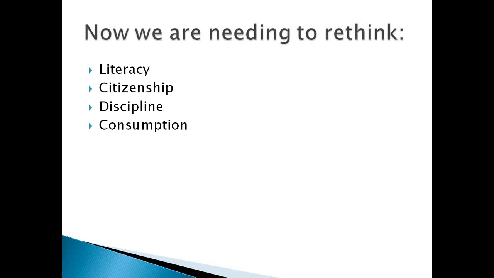We need to move literacy away from the ABCs and talk about social and environmental, ecological, sustainability literacies, cosmopolitan literacies. Citizenship needs to move from local nation-state citizenship to global citizenship, hence the title of this course. What does it mean to be a planetary citizen? What kind of allegiances do we have? What kind of sensitivities and sensibilities do we need to foster and develop?